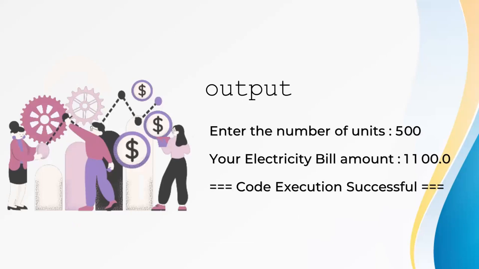I enter the number of units as 500. Your electricity bill amount is 1,100 rupees. That's all.